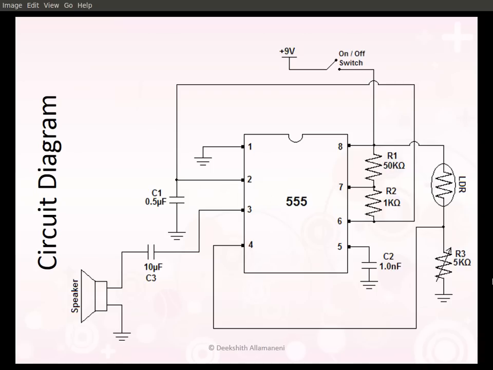The circuit consists of a 555 timer in astable mode, an LDR, a speaker, and a few other switches. This is the 555 timer circuit, which is connected in astable mode, and this is the LDR. Here is the speaker and a few other capacitors and resistors, etc. And we shall also see the operation of the circuit soon. Now let me show you the LDR.